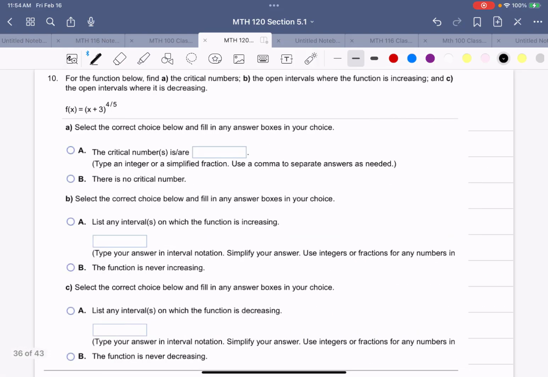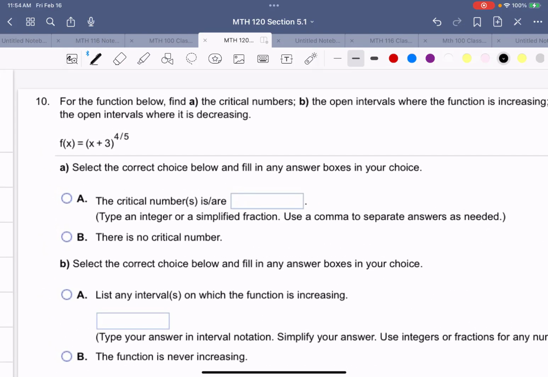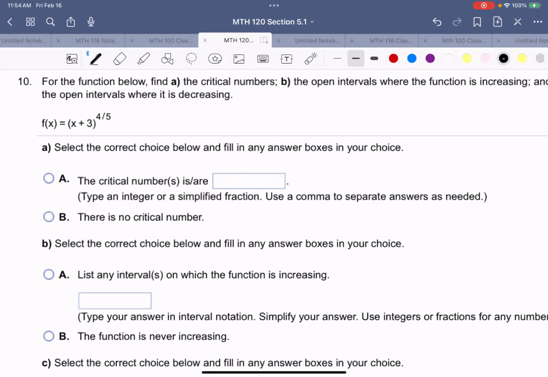So let's take a look at this next one. For the function below, find the critical numbers, the open intervals where it's increasing and decreasing. So our function this time is f of x equals (x plus 3) to the 4/5.